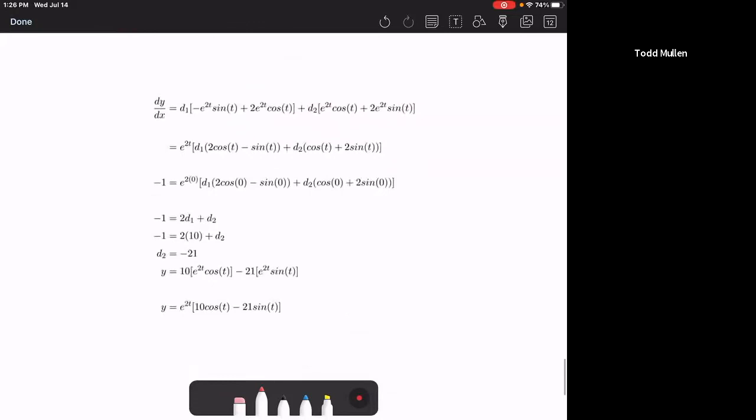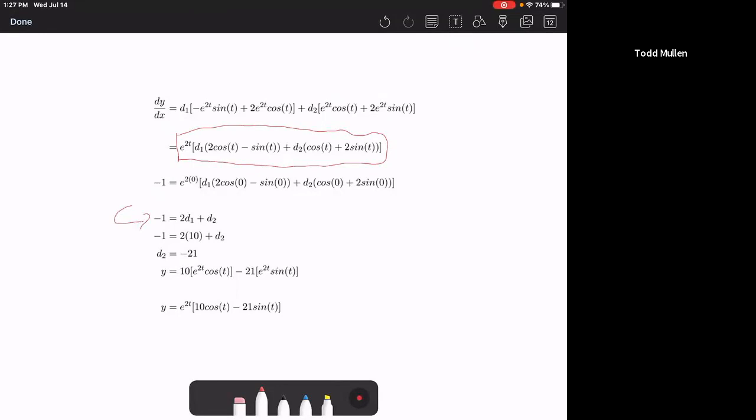Now with the derivative, we will, of course, take a derivative of our new function using the product rule where necessary. And once we have it simplified to the best of our ability, we are going to plug in t is equal to 0, y prime is equal to -1, that is, from the question. And this is going to simplify to this point. -1 is equal to 2d1 plus d2.